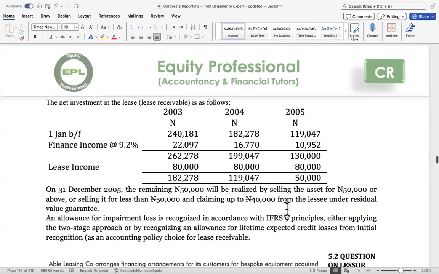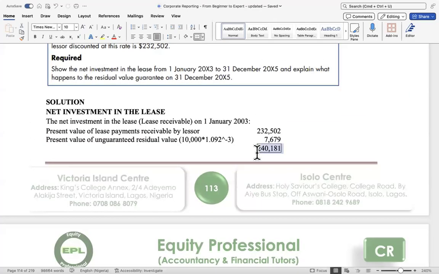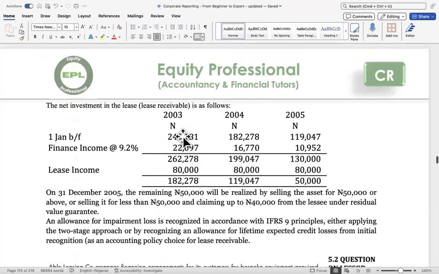So at the end of the year, moving from this beginning value, which I have as balance brought forward in the first year, I would get my finance income, which is 9.2% of 24181. It gives me 22,000. Of course, that increases my investment in the lease to 262. Then I remove my lease income of 80,000. So it brings the balance to 182,000, which I will carry forward to next year.